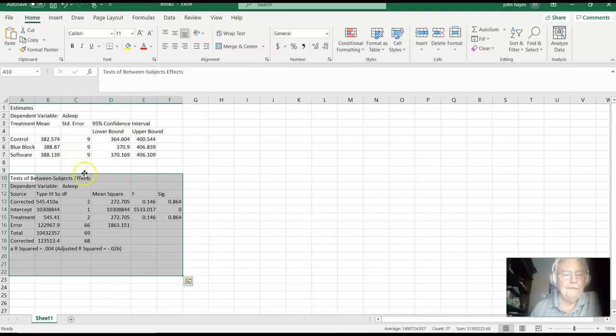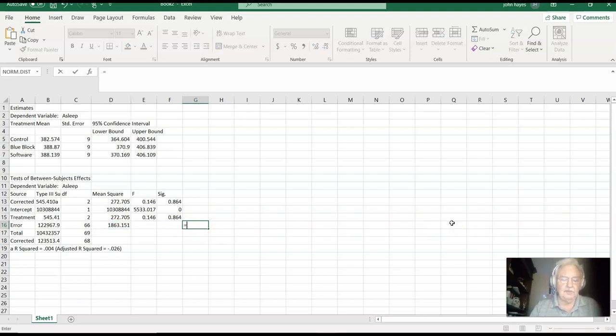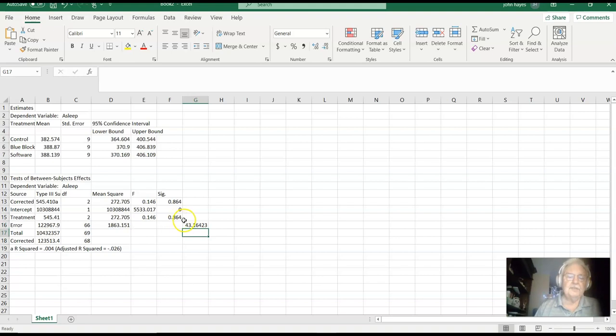Now, here is our mean square error term. And we would like to get the root mean square error term, which means we're going to take equals the square root of this value. And this is the pooled standard deviation.